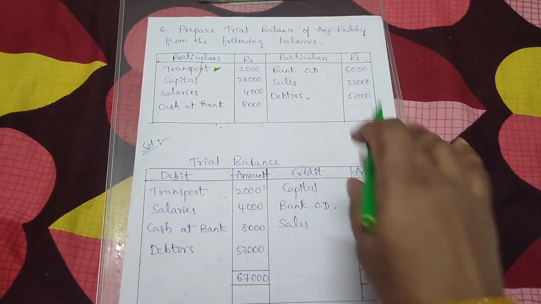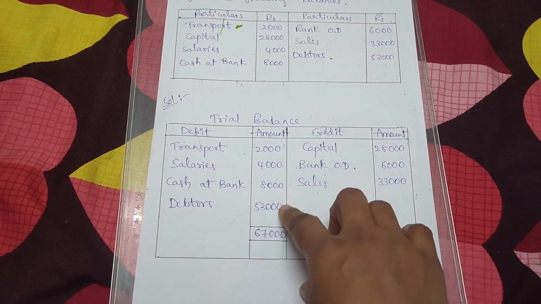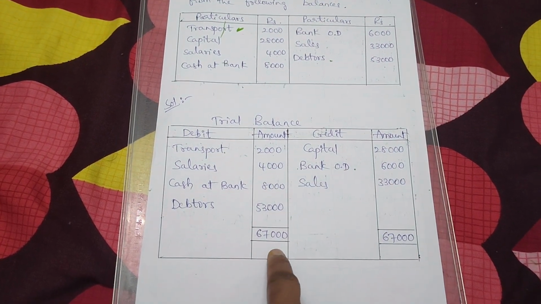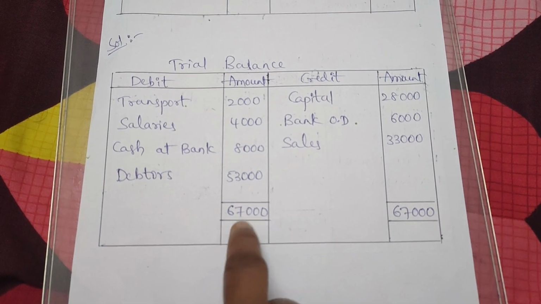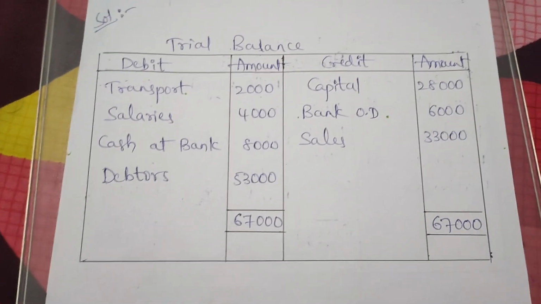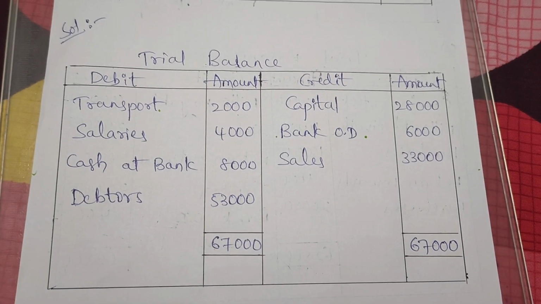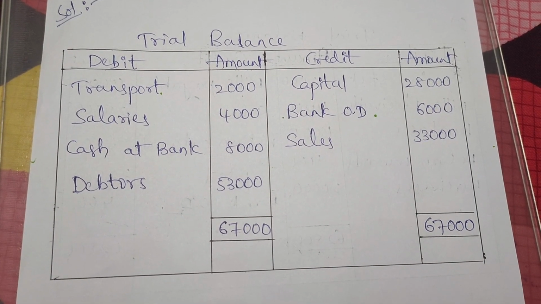All items finished. So let us do totals on both sides. If we do totals here, debit total is 67,000 and credit total is 67,000. Both the sides totals are same. So you can see the solution clearly once.